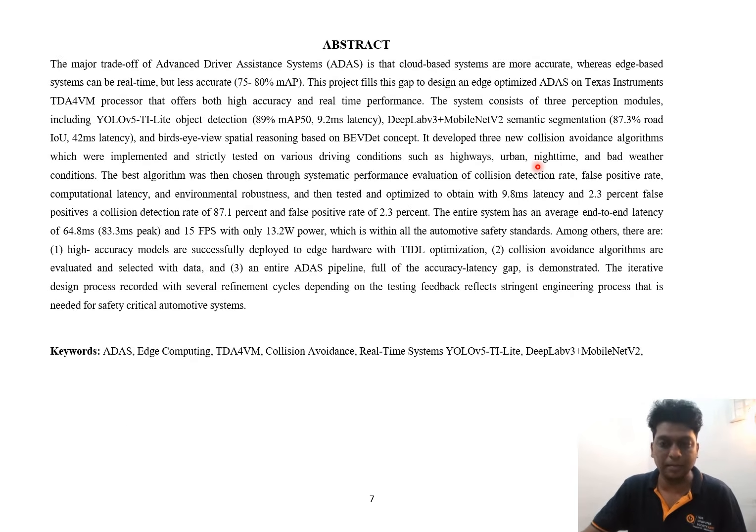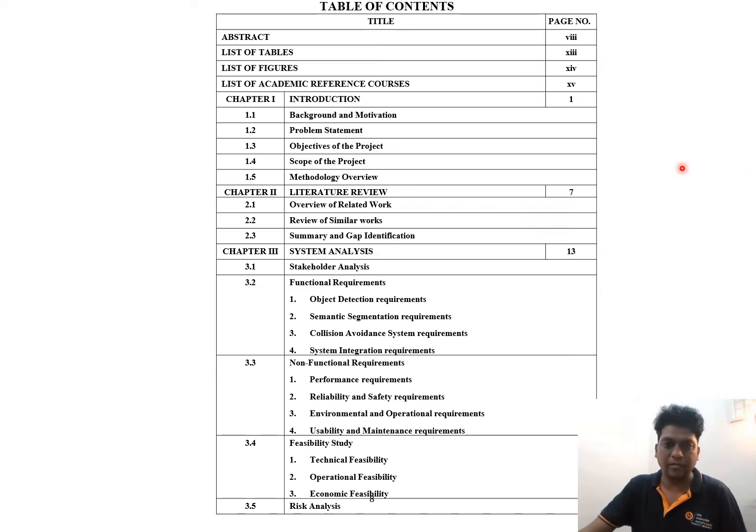Abstract. While writing the abstract, you don't need to copy from your base paper and paste it here. You shouldn't use words such as research or paper in this abstract. The abstract should be in a neat format: what type of algorithm you are going to implement and what results you are going to get. Table of contents.